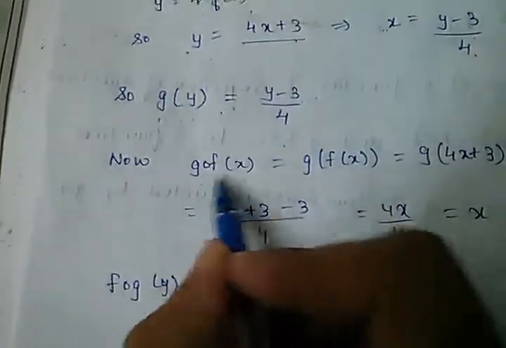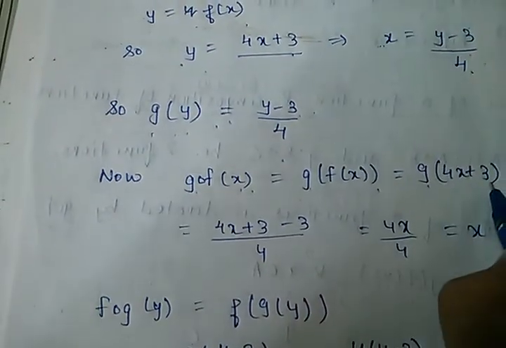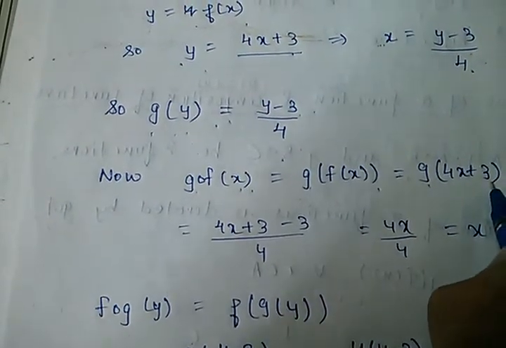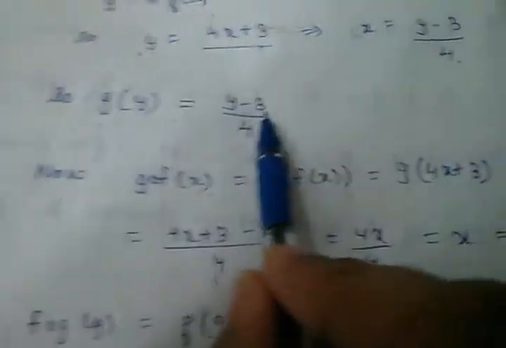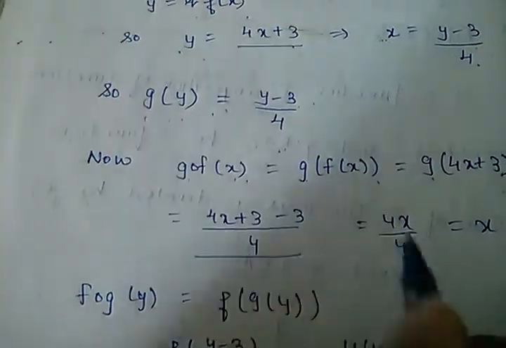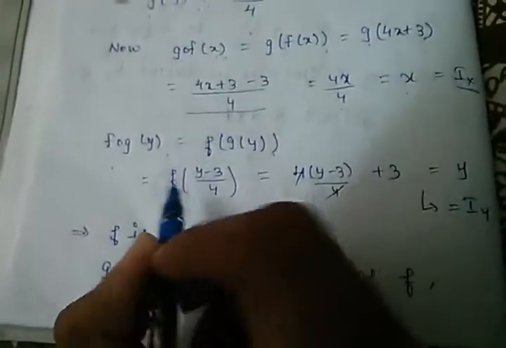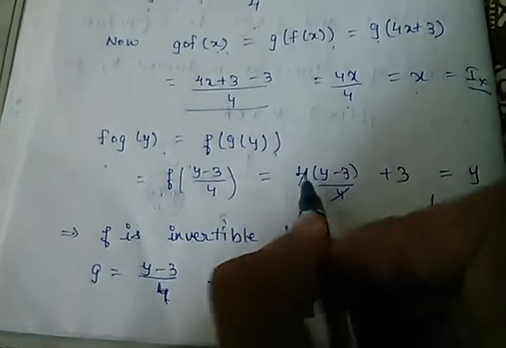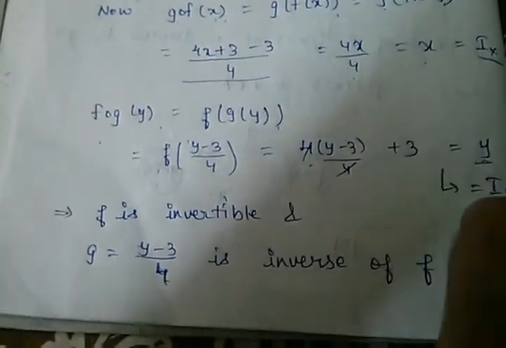Now g∘f, or the composition of functions g(f(x)), is given by g(4x + 3). g(y) is (y - 3)/4. So (4x + 3 - 3)/4. That will give 4x/4 equal to x. That is the identity element Ix. Now f(g(y)) is given by f((y - 3)/4). That is 4 into (y - 3)/4 plus 3, that is equal to y.